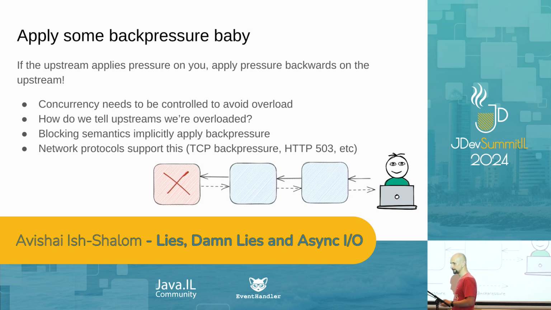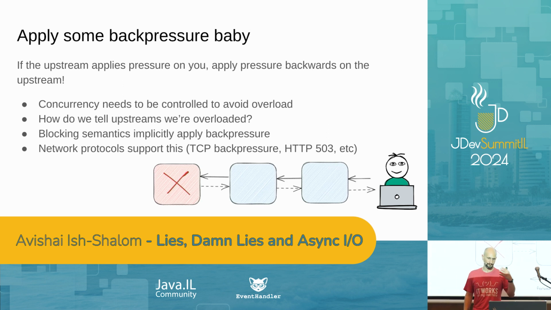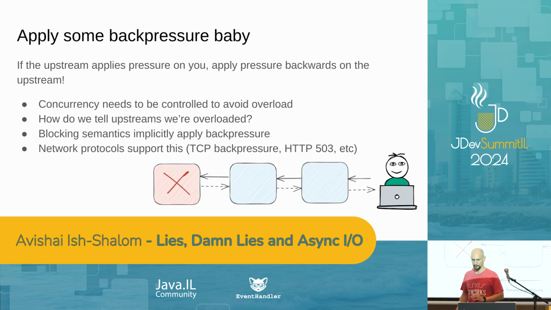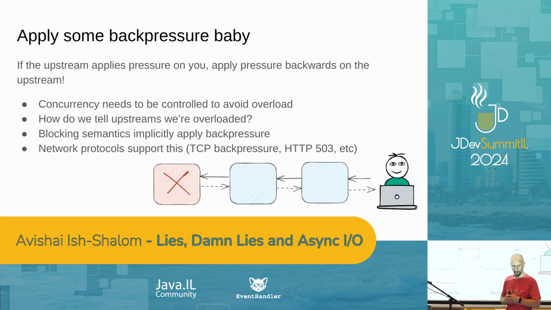With asynchronous, it's much more complicated. We need to somehow implement this ourselves. There are ways to do this. Look for reactive streams, for an example. But basically, the idea is always this. We send some acknowledgement backwards. This is how it's implemented in network protocols, which are inherently async. So look at TCP back pressure, for an example.